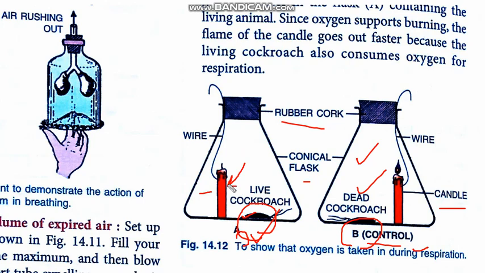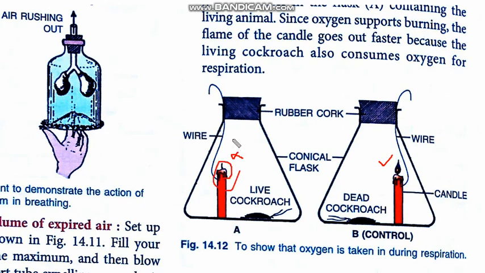So after keeping the candle, we are observing the time period of the candles basically. And what happens is that the candle that is in flask A will not burn as much as the candle in the B flask. So what's the reason? Here what is happening, this candle needs oxygen for combustion, but this live cockroach also needs oxygen. That's why all the oxygen in this flask is taken by the cockroach only. So there is no oxygen left for the candle, and that's why it stopped burning.